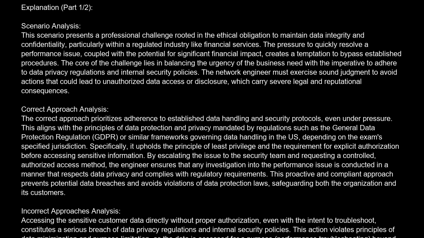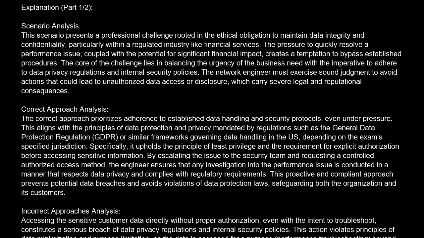Specifically, it upholds the principle of least privilege and the requirement for explicit authorization before accessing sensitive information. By escalating the issue to the security team and requesting a controlled, authorized access method, the engineer ensures that any investigation into the performance issue is conducted in a manner that respects data privacy and complies with regulatory requirements. This proactive and compliant approach prevents potential data breaches and avoids violations of data protection laws, safeguarding both the organization and its customers.